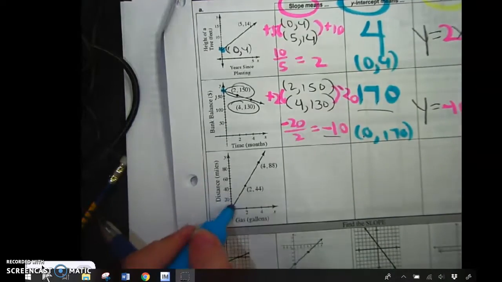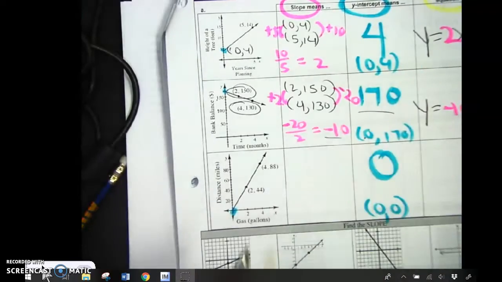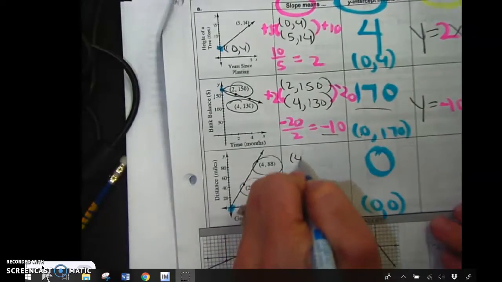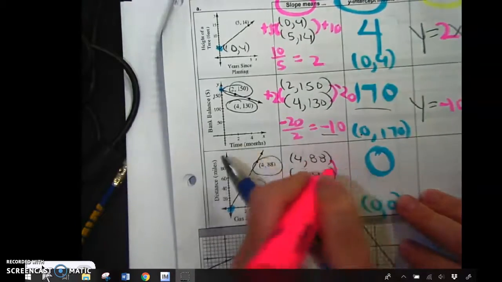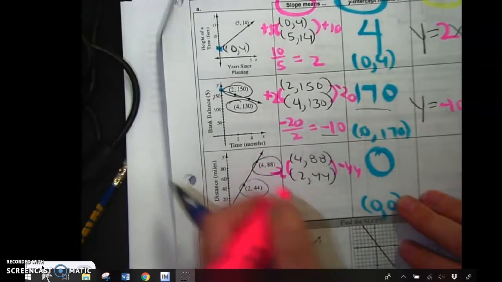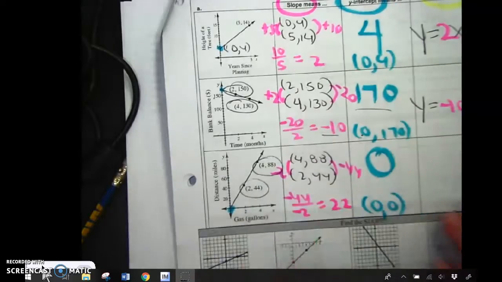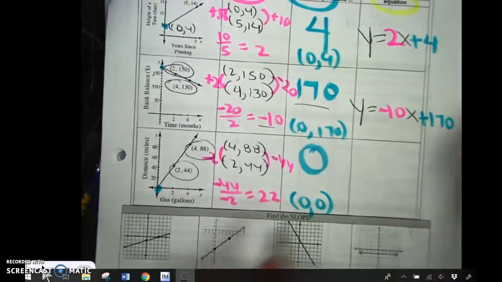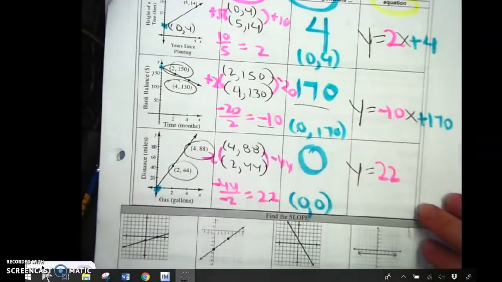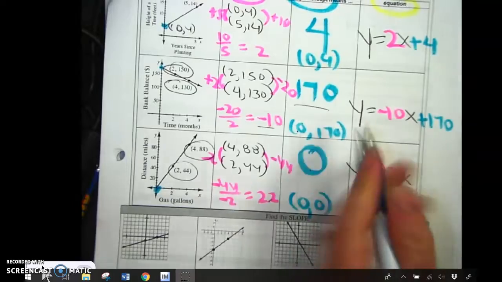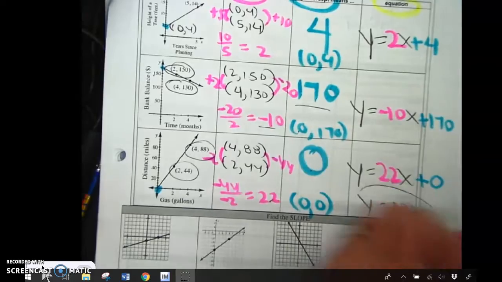Well, it starts right here at 0. That's (0, 0). I have 2 points, and (2, 44), (4, 88). So I have minus 44 over minus 2, negative 44 divided by negative 2 is positive 22. I can do my equation now. y equals 22x plus 0, or I can just write y equals 22x.